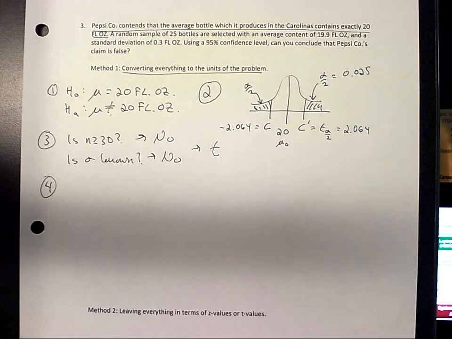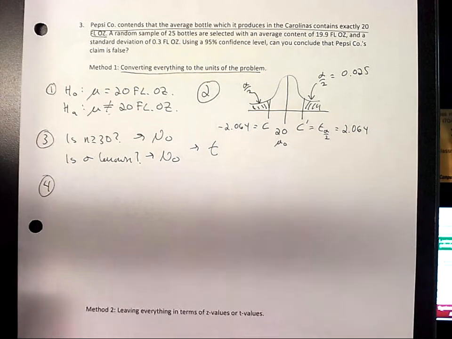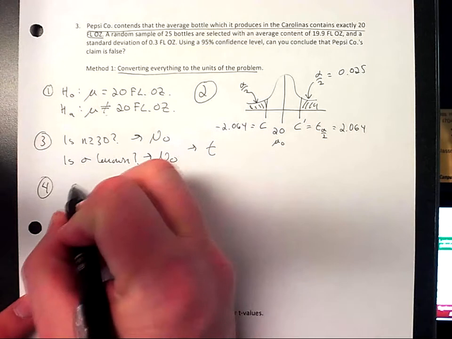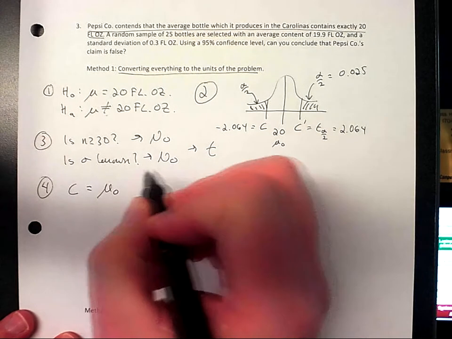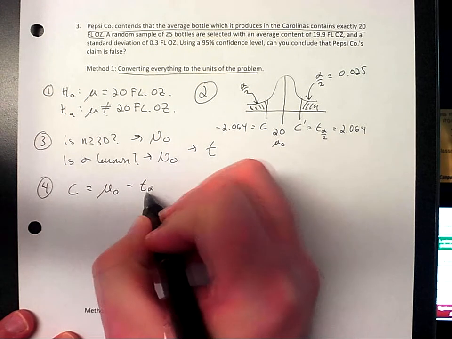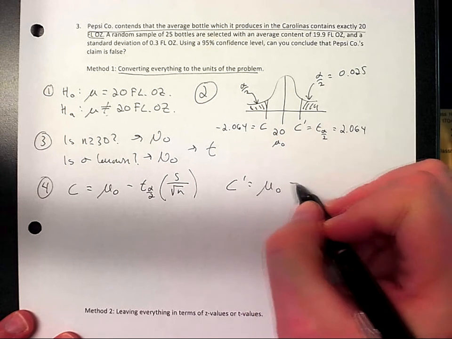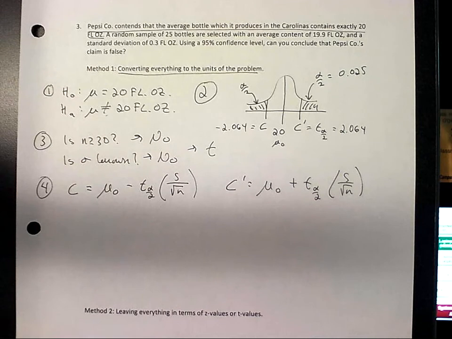All right. Step number 4. What are we trying to do in step number 4? Good. We're trying to convert our critical values now from T values to fluid ounces. So we're going to try to convert both C and C prime to fluid ounces. And in order to do that, we're going to have mu naught minus t sub alpha divided by 2 times s divided by the square root of n, or mu sub naught plus t sub alpha divided by 2 times s divided by the square root of n. Everybody good with this so far?